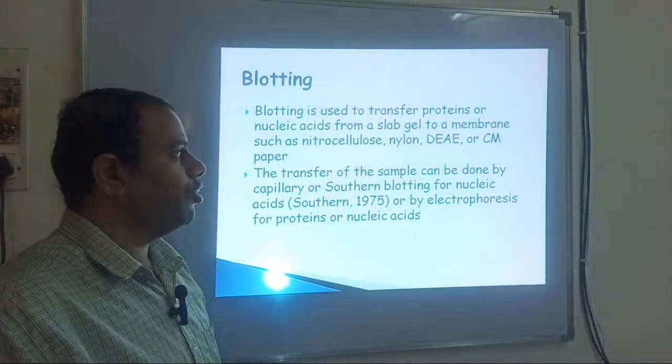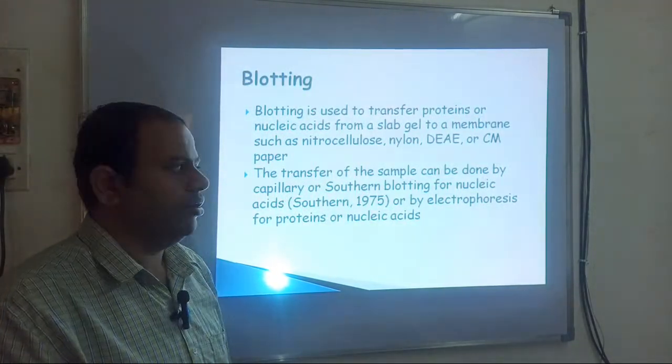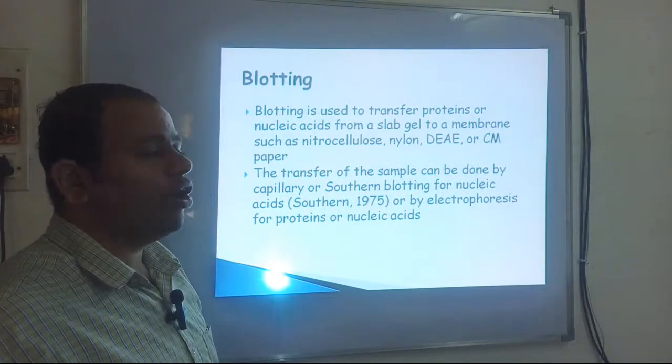Now after the electrophoresis, if you have to go for detection, you can go for blotting techniques.